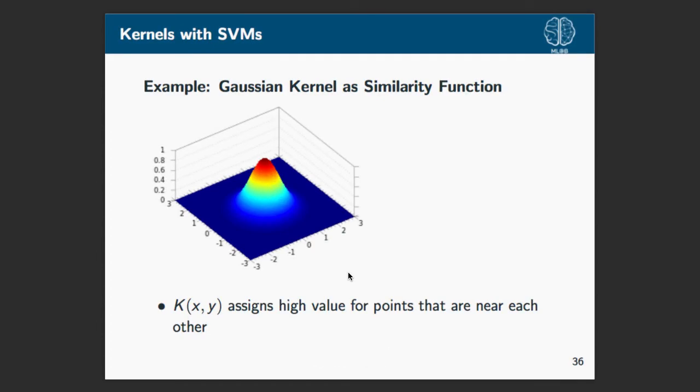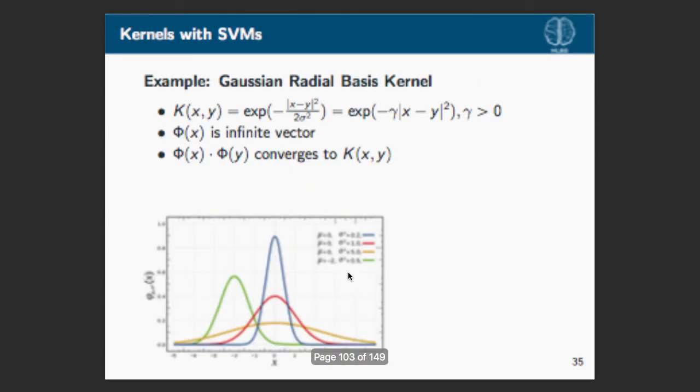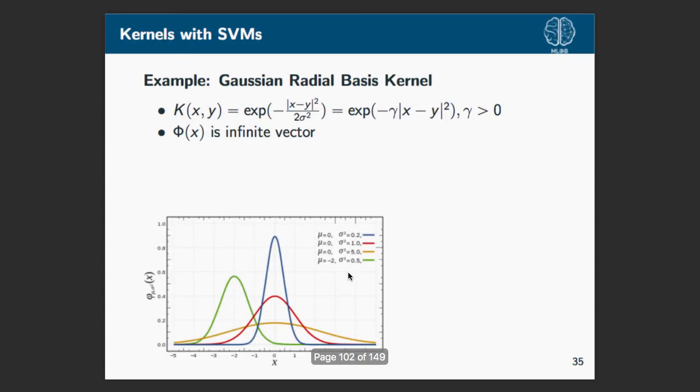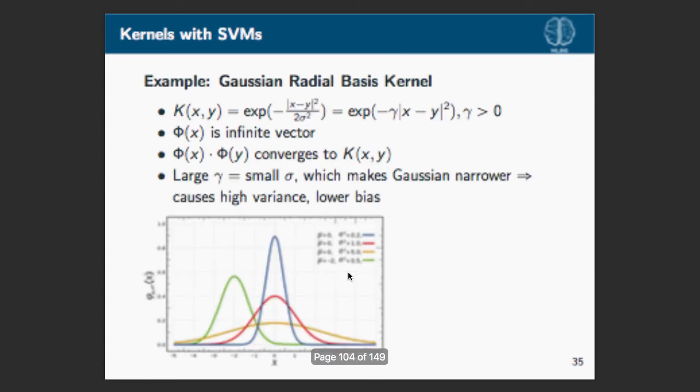So basically, we can use this Gaussian as a similarity function. The kernel of x and y assigns a high value for points that are near each other. We saw that already. So if points are really near each other, they'll be assigned a really high value. Does that make sense? Does everyone follow how this Gaussian kernel can measure similarity with the distance between x and y, or x and mu? Any questions?